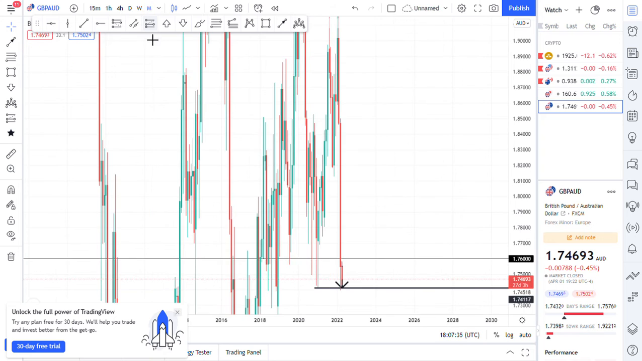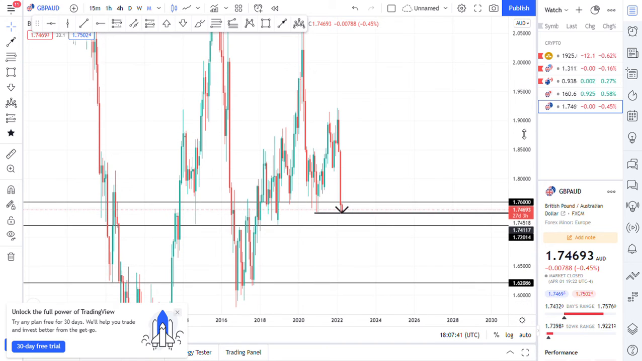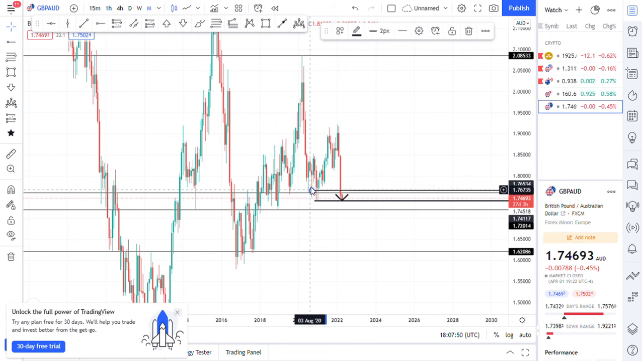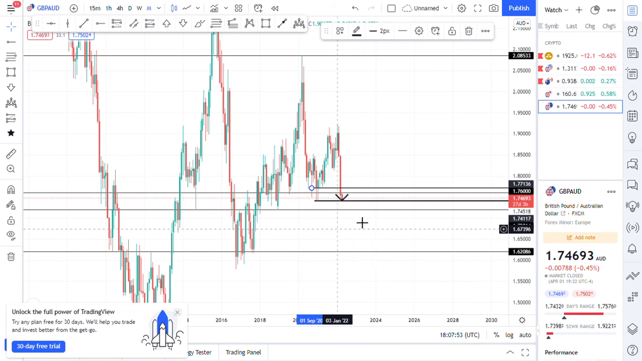GBP AUD, we are starting from the monthly time frame. Let's go, guys. So clear. We've been so bearish. Now we broke this neckline zone here, we broke it beautifully well, these points here. So we are looking for sales. GBP AUD is selling. GBP AUD will be selling down to this level, to this zone.